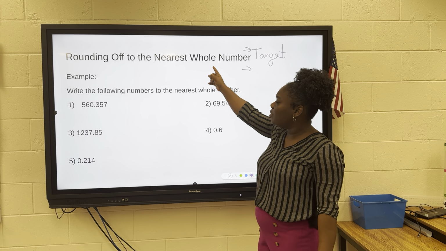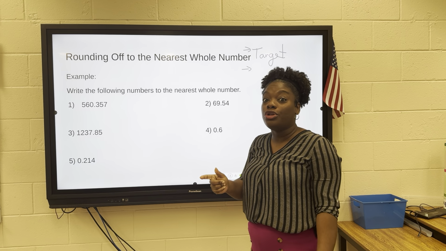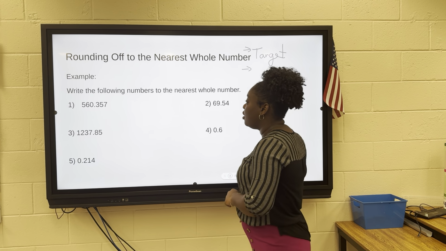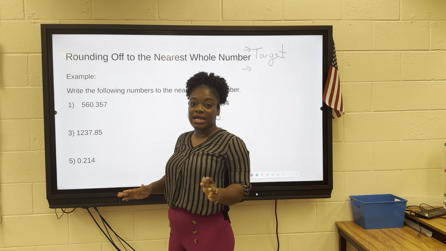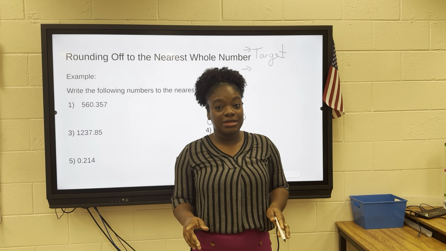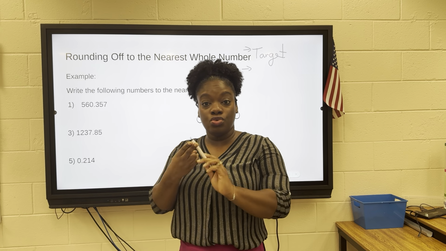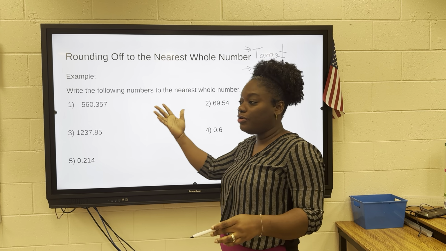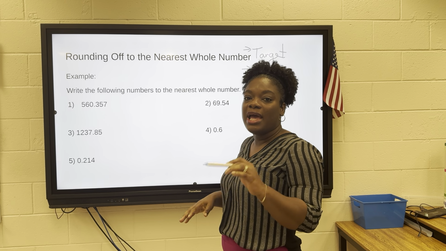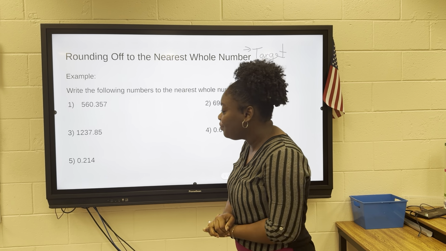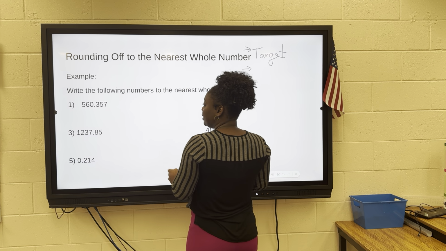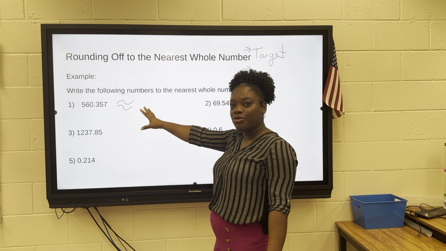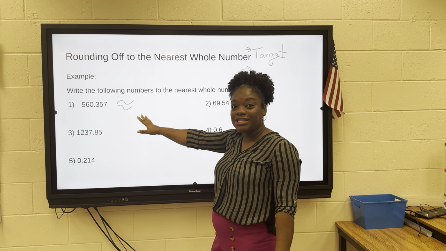Now the first thing I want you to think about is what is a whole number, because that will help us in finding our target. Alright? So whole numbers are those numbers that do not consist of a decimal. It's the positive set of natural numbers, meaning 1, 2, 3, 4, 5, 6, those numbers that you count with, and also 0. Alright? So we're trying to get our numbers to be rounded off to that.